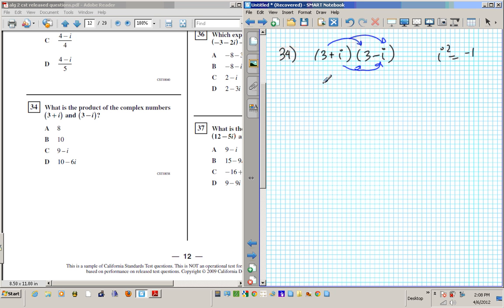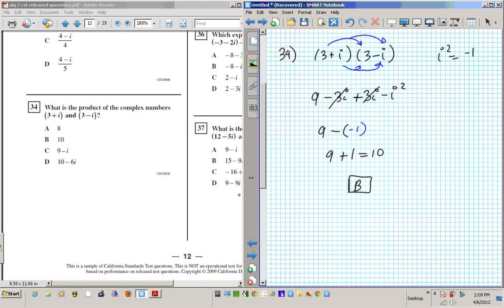So when we do that here, we're going to have 3 times 3 is 9. 3 times negative i is negative 3i. i times 3 is positive 3i. And then this one is going to be negative i squared. Okay? So you're going to have 9. These two are opposites, so they cancel out. This i squared is going to become what? Negative 1. Alright, be careful with that. So you're going to have 9 plus 1, which is 10. So the answer for number 34 is B.